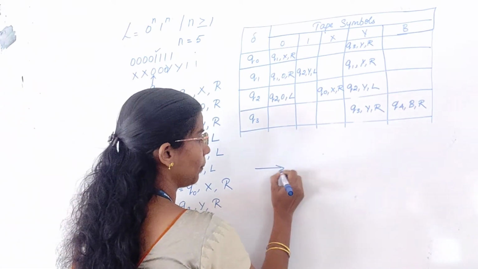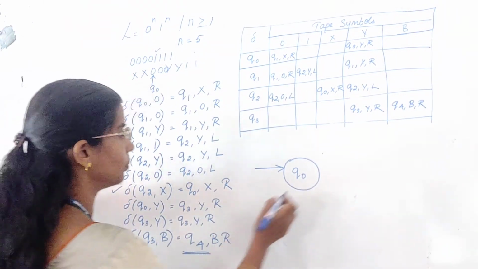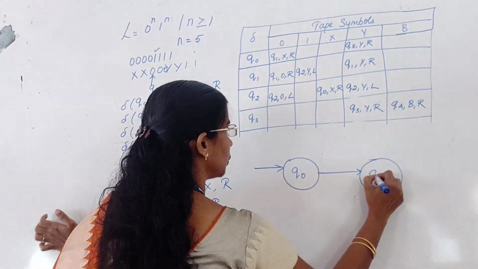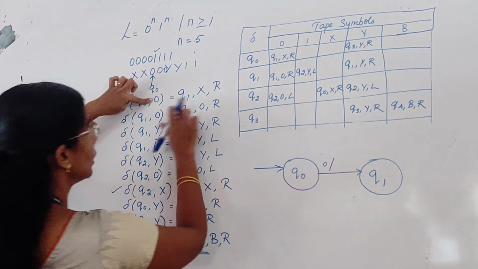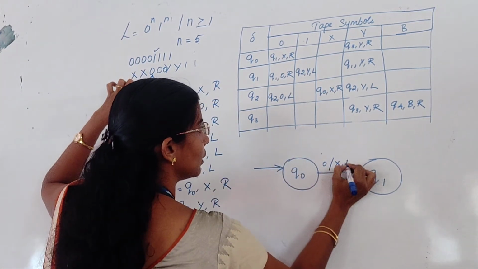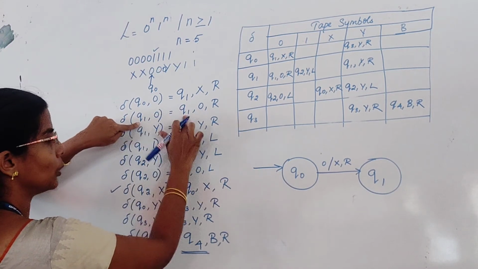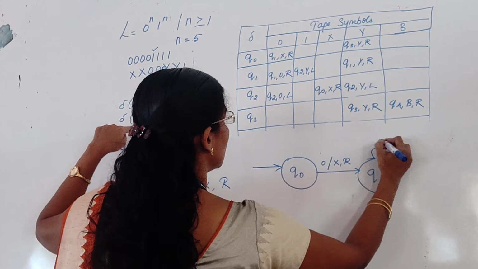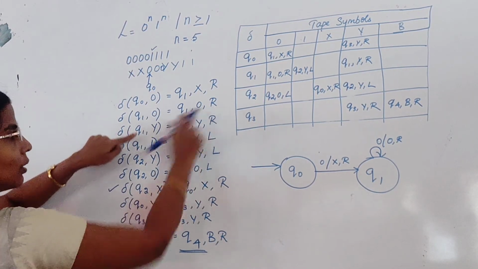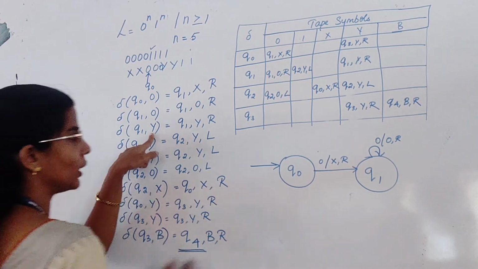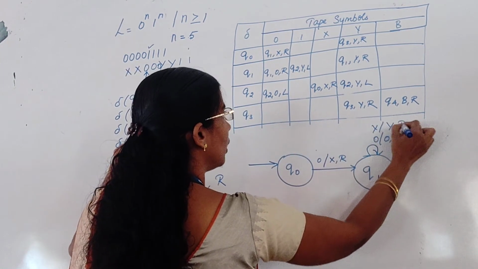Now coming to the transition diagram. Q0 till Q4 I have. Q0 state when it reads 0 is moving to Q1. So how do we write it? 0 slash X, R. Next Q1 comma 0, staying in the same state: 0 slash 0 comma R. Next Q1 when it reads y: Y slash Y comma R.